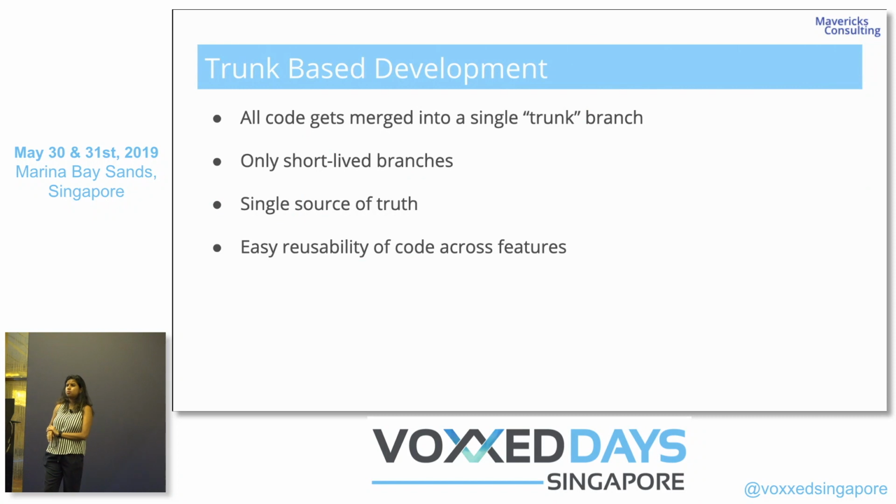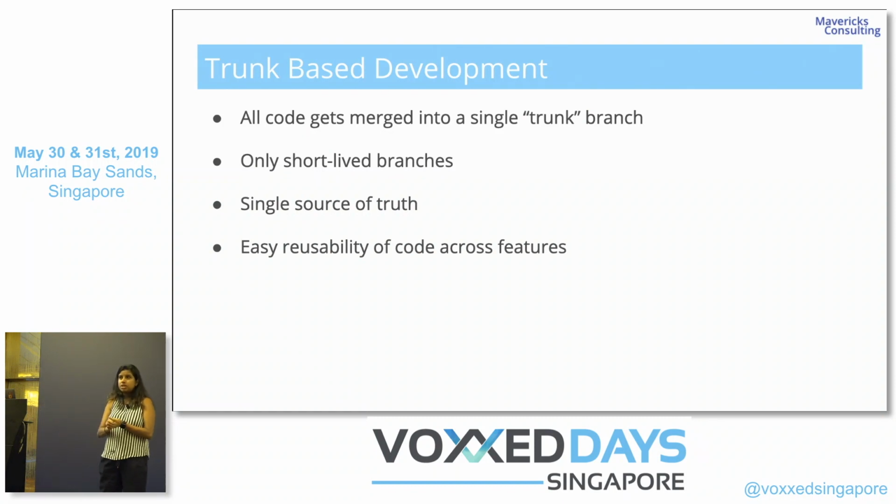Like I said, all code gets merged into a single trunk branch. It could be master, it could be a different trunk that you want to use depending on your use case. Trunk-based development does not mean that you can't have branches, but the idea is to always have short-lived branches. You want to quickly do a spike on something, you want to check how something works, you pull out a branch, make your changes, either merge it back to master or delete that branch once you're done.